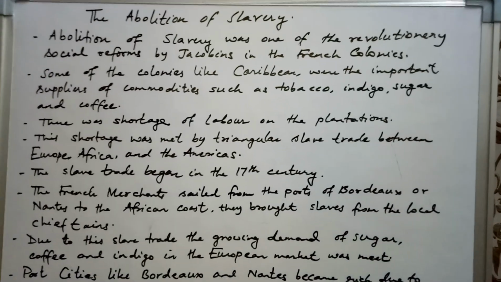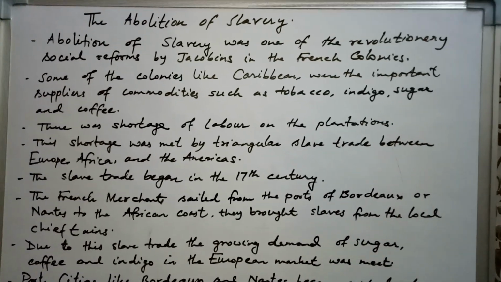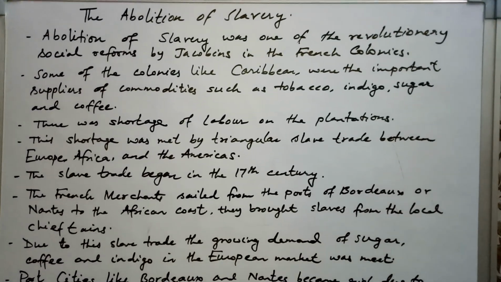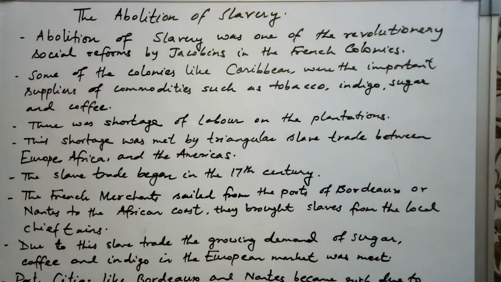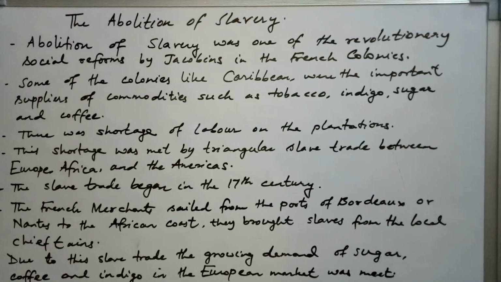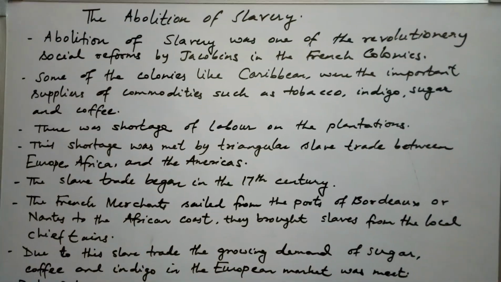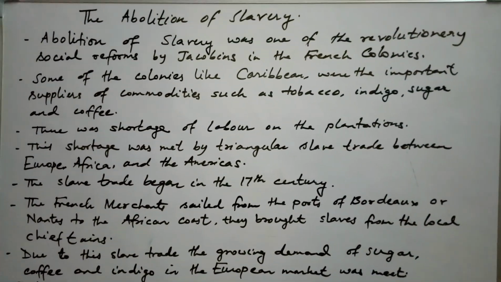Slavery is gulamgiri. It was one of the main steps, one of the revolutionary steps that was taken by the Jacobins in the French colonies. The removal of slavery was one of the most important social reforms that was done by the Jacobins in the French colonies.